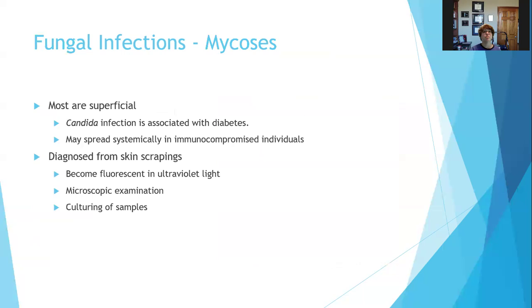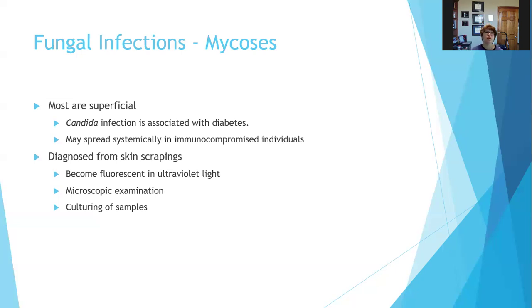Fungal infections, or mycoses, are mostly superficial. Candida infection, or yeast infection, is often associated with diabetes, because fungus likes sugar and your blood has more of it when you have diabetes. They can spread systemically in immunocompromised individuals. That's sometimes one of the ways they identify that you're immunocompromised for one reason or another: you have more of these types of infections.